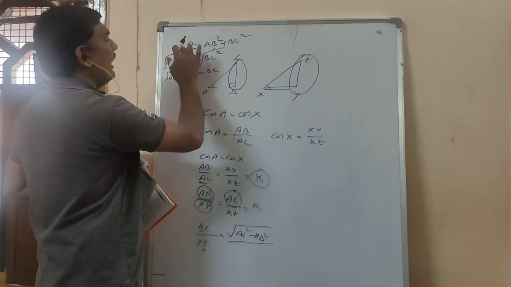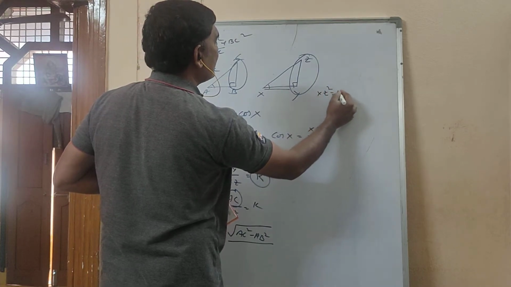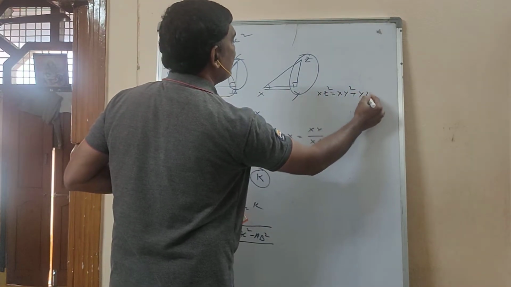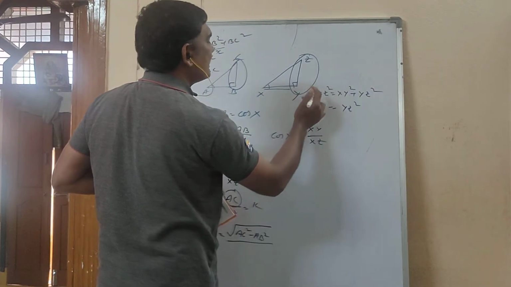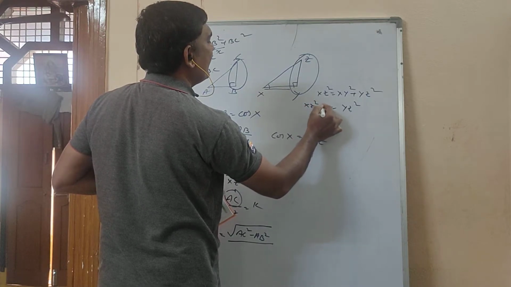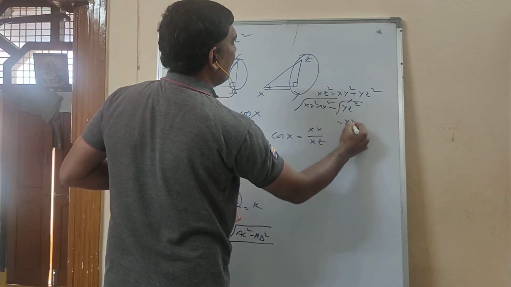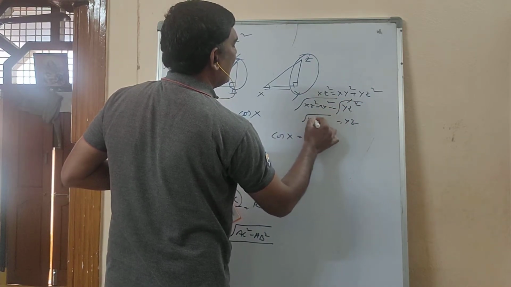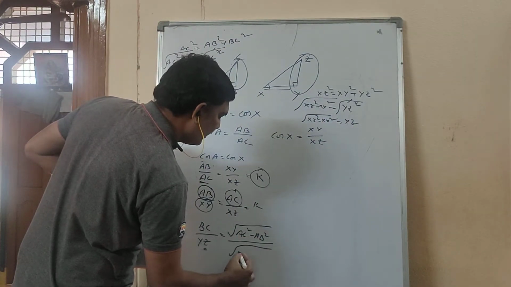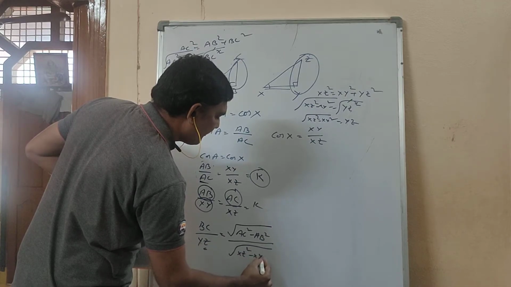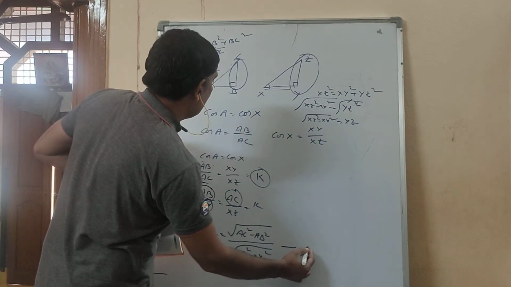Same, applying Pythagoras theorem for this triangle, you have XZ square is equal to XY square plus YZ square. YZ square, if you make a subject, bring XY square to this side: XZ square minus XY square. If you take square root on both sides, YZ is equal to under root XZ square minus XY square. Now this is equation number 2.